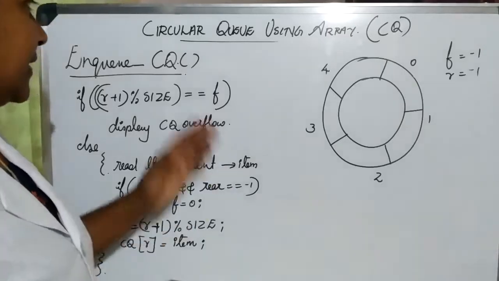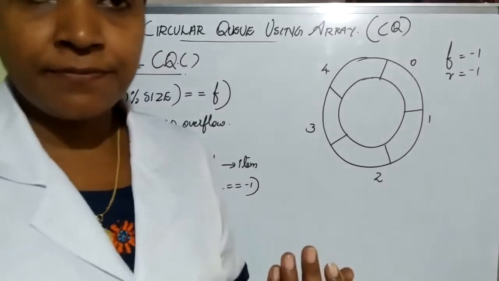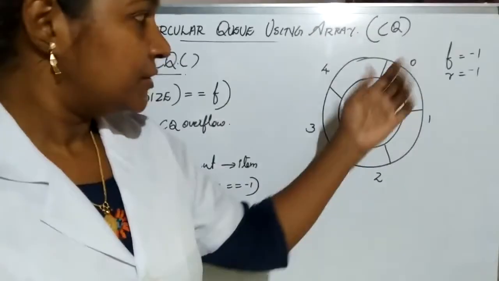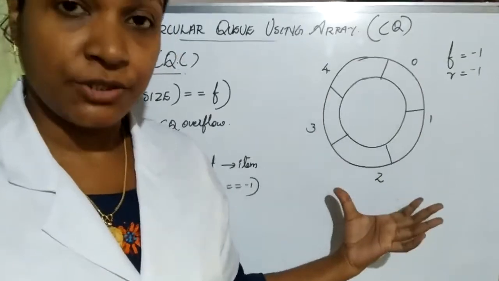So let's consider the NQ operation in a circular queue. So what is an NQ operation? Inserting an element into a circular queue. Okay. So for that, initially consider this is an empty circular queue.